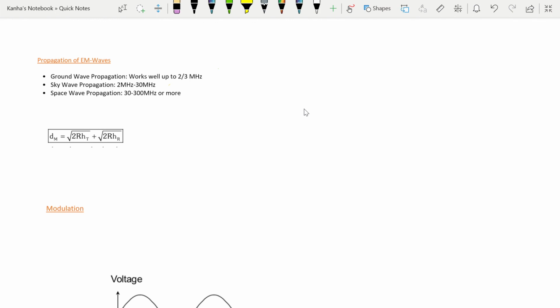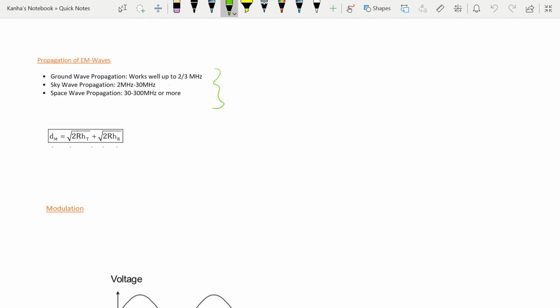Having looked at all the basic definitions, now let's move on to the propagation of EM waves. Now the propagation of these waves can happen through three processes: ground wave propagation, sky wave propagation, and space wave propagation. In the ground wave propagation, the radio waves travel through the atmosphere following the surface of the earth. In sky wave propagation, they get reflected back from the ionosphere, and in the space wave propagation, they get reflected back from the troposphere region.